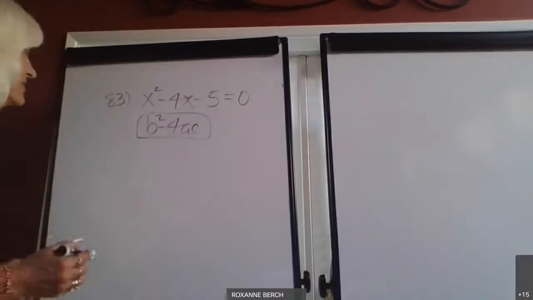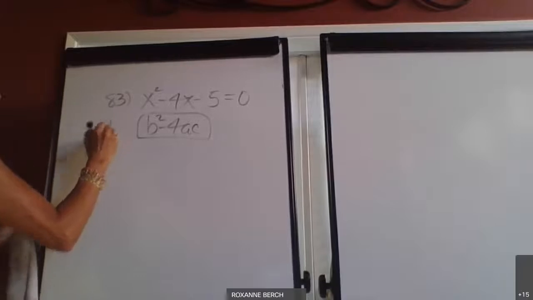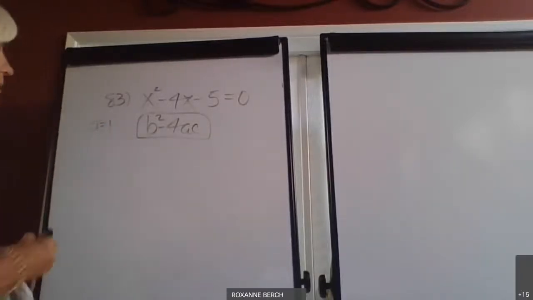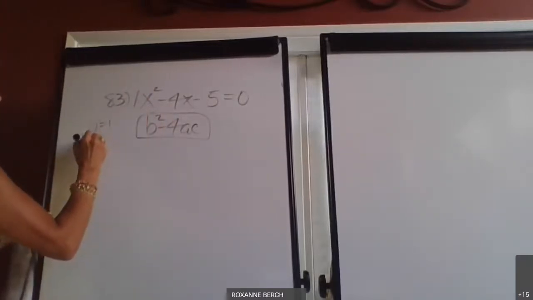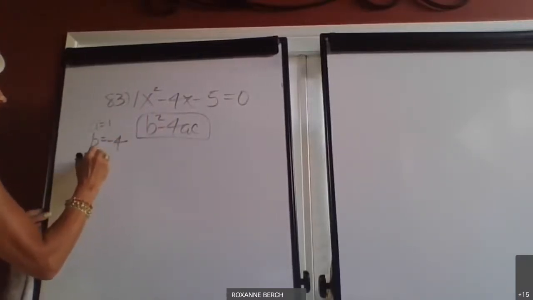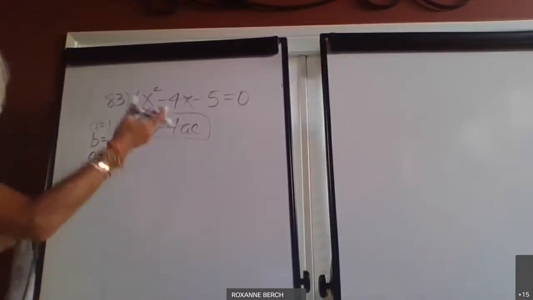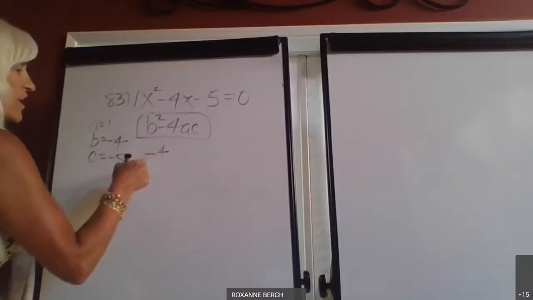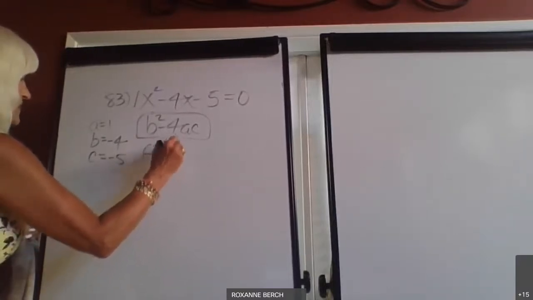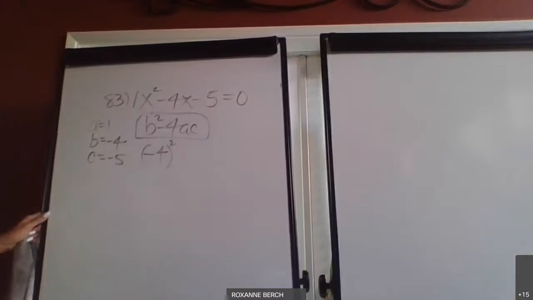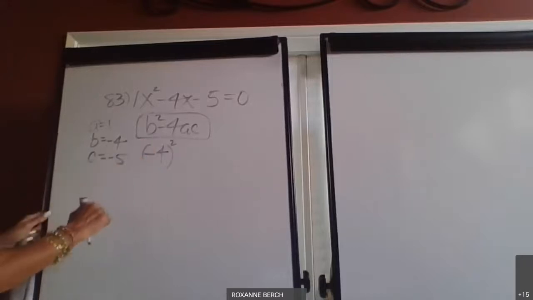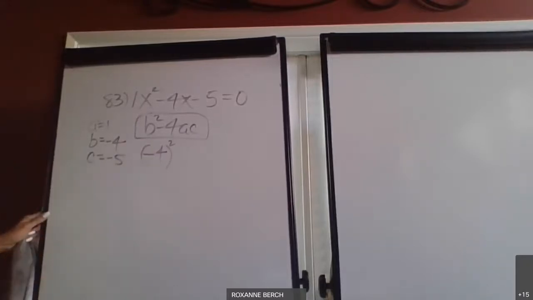So this is pretty simple. Your a is 1. This has to be set equal to 0. You cannot do this if it's not set equal to 0. So your a is 1, your b is negative 4, and your c is negative 5. Just plug them in. So b is negative 4, and you have to put it in parentheses. Remember, outside is going to be negative 16, and negative inside is going to be a positive 16. Don't mess it up now.